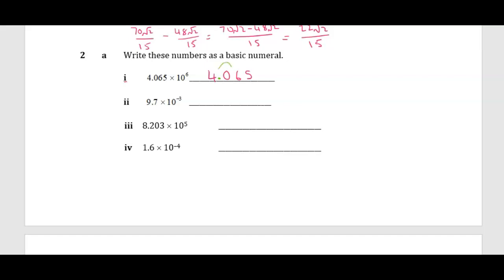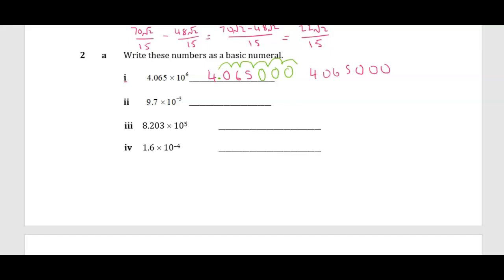Okay, so we've got 1, 2, 3, and then just add your zeros in. 4, 5, 6. So we're left with 4, 0, 6, 5, 0, 0, 0. And I always just double check that I've moved it enough spots. So I've got 1, 2, 3, 4, 5. Did I add too many? Hold on. 1, 2, 3, 4, 5, 6. There we go. All right.